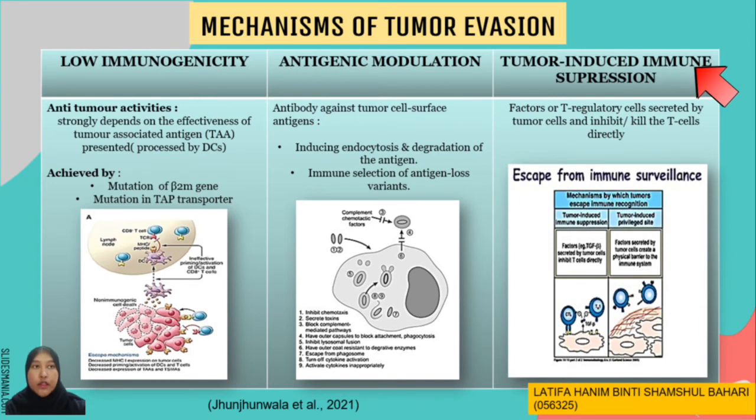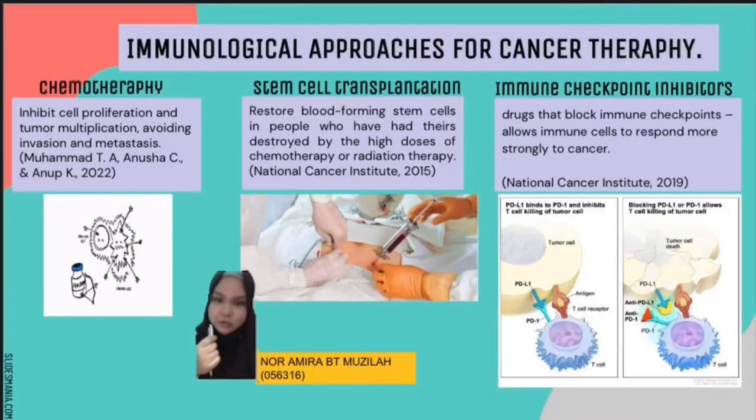And for the tumor-induced privilege site, it is caused by the factor known as Fas ligand, which is secreted by tumor cells and creates a physical barrier to the immune system. It is a type 2 transmembrane protein that belongs to the tumor necrosis factor family. Its binding with its receptor induces apoptosis. Next, immunological approaches for cancer therapy.